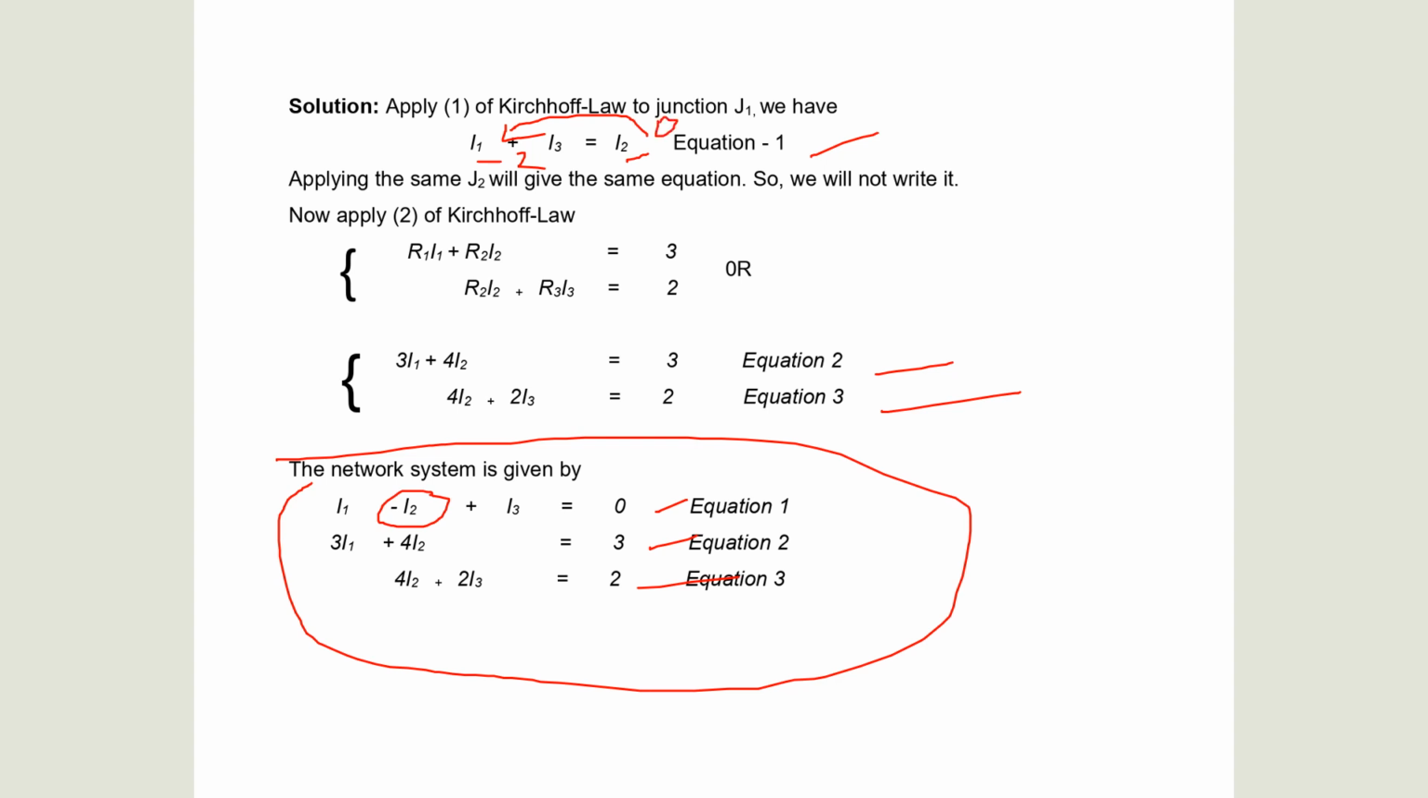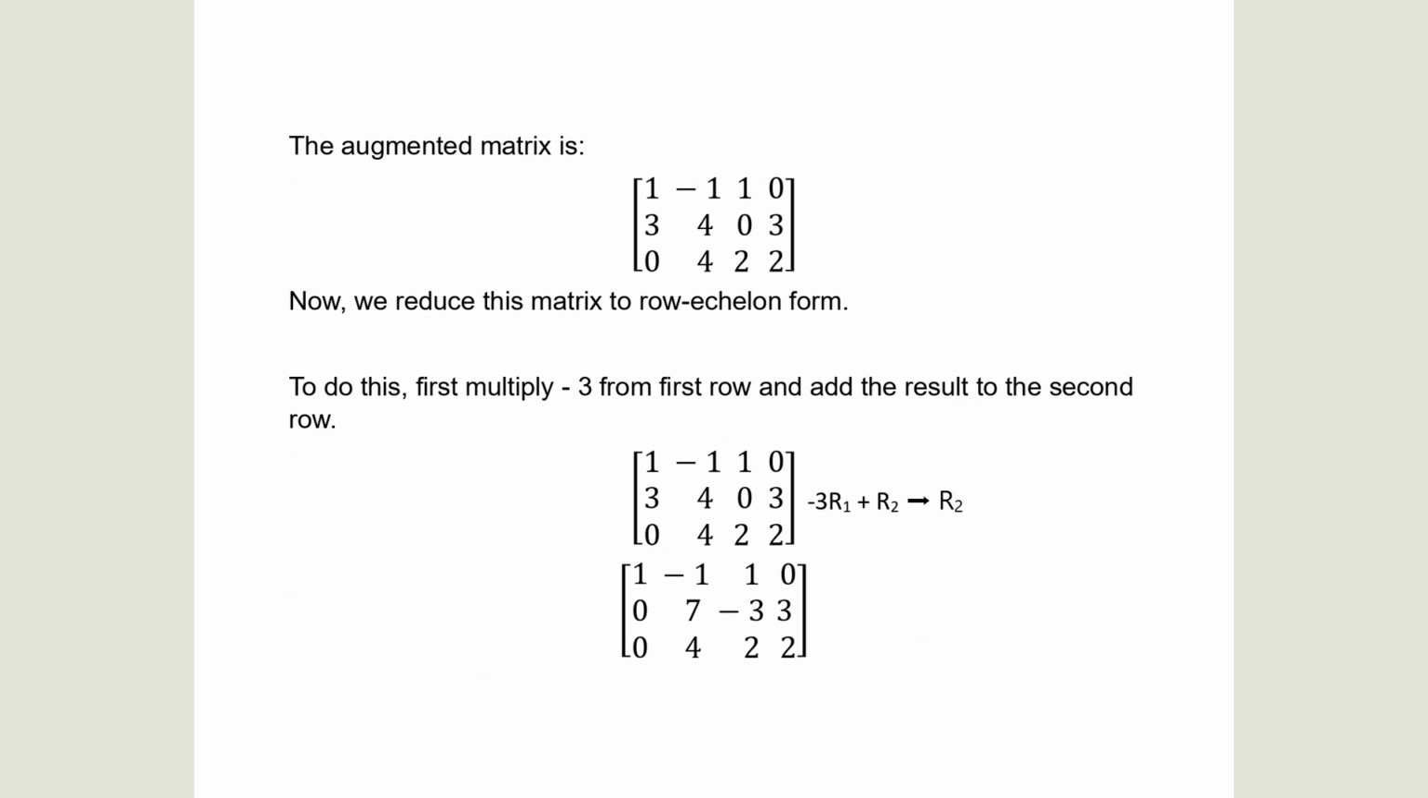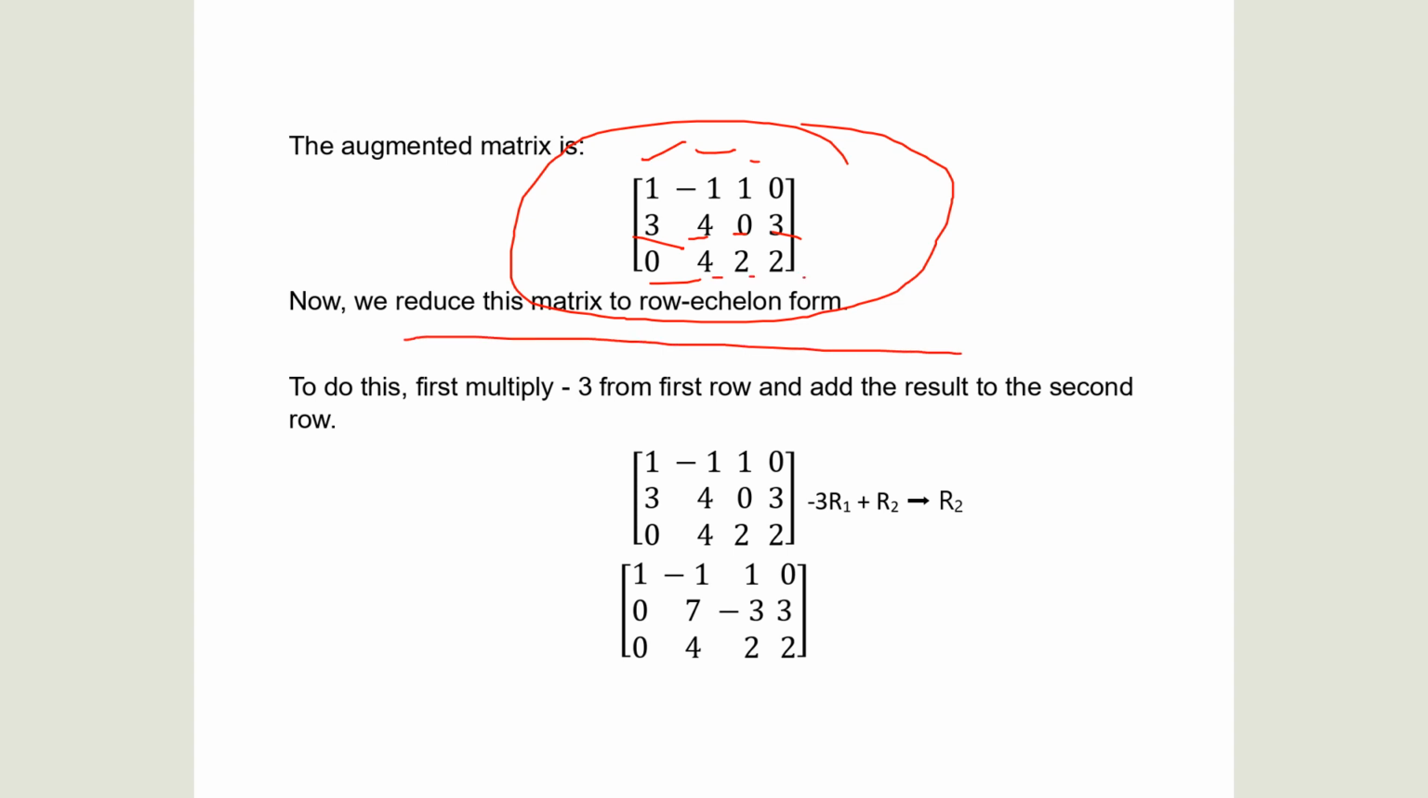And we need to get the augmented matrix. And when we say augmented matrix, we just get the coefficients of our formulated equations based on the given figure. So 1, negative 1, 1, 0; 3, 4, 0, 3; then 0, 4, 2, 2. And now we reduce this matrix to row echelon form.